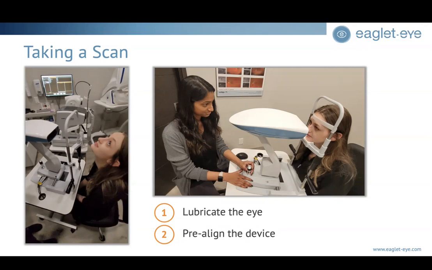Now, the next step is to pre-align the device. What we do is place the patient, as you see on the right-hand side, into the instrument and get that chin rest set in the right spot, get everything lined up so that we're ready to take great measurements. And then we lock it. So put it in place, get it all set up, lock the instrument.